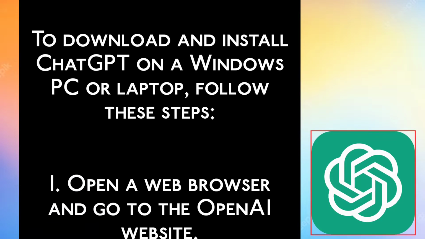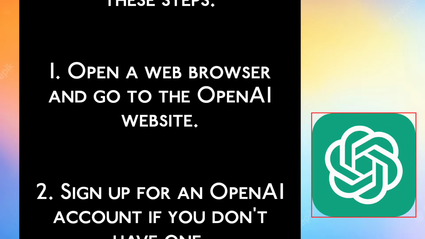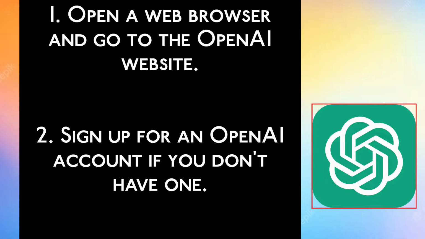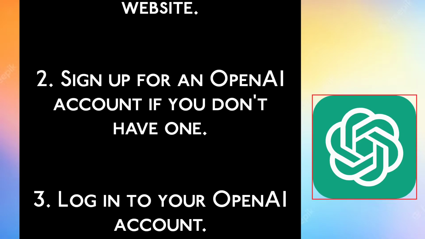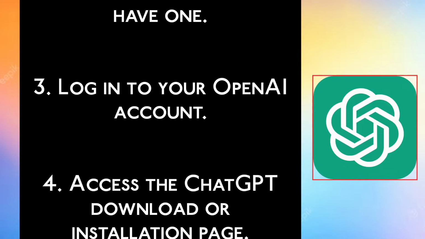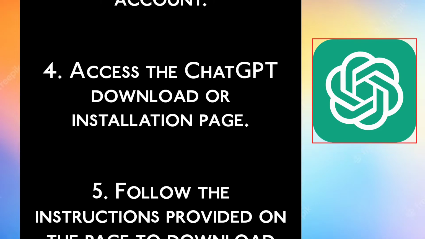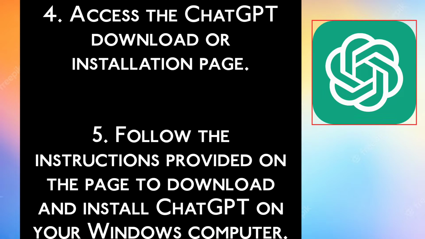To download and install ChatGPT on a Windows PC or laptop, follow these steps. Step 1. Open a web browser and go to the OpenAI website. Step 2. Sign up for an OpenAI account if you don't have one. Step 3. Log into your OpenAI account. Step 4. Access the ChatGPT download or installation page.